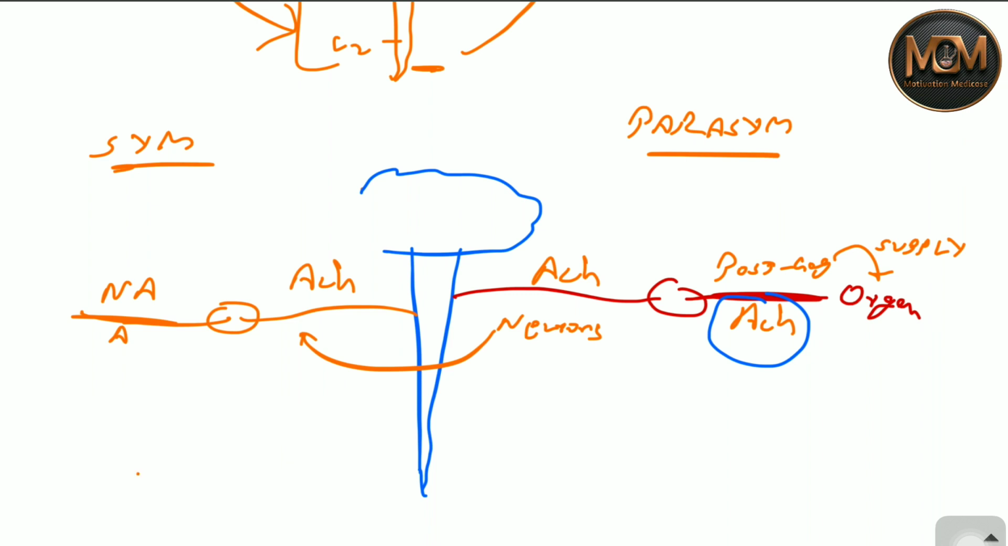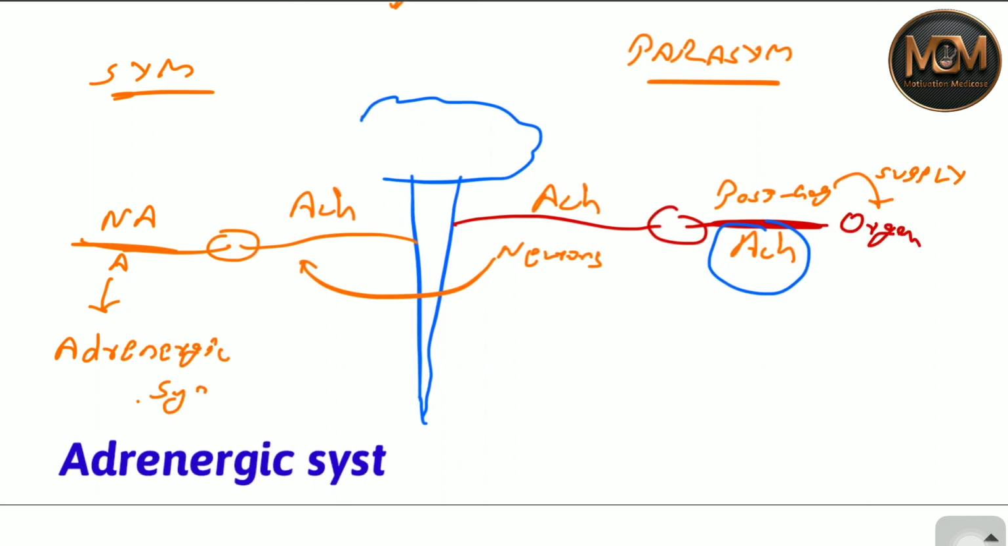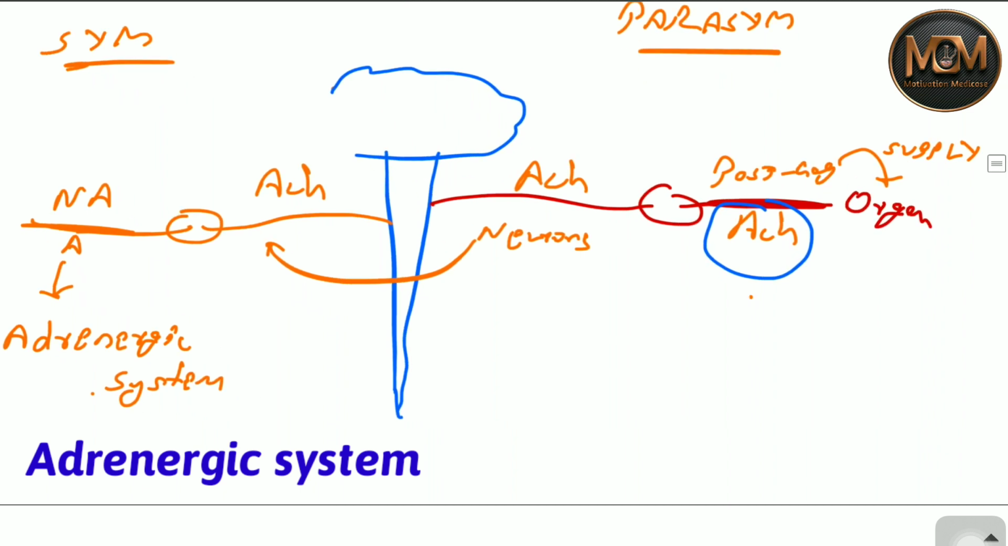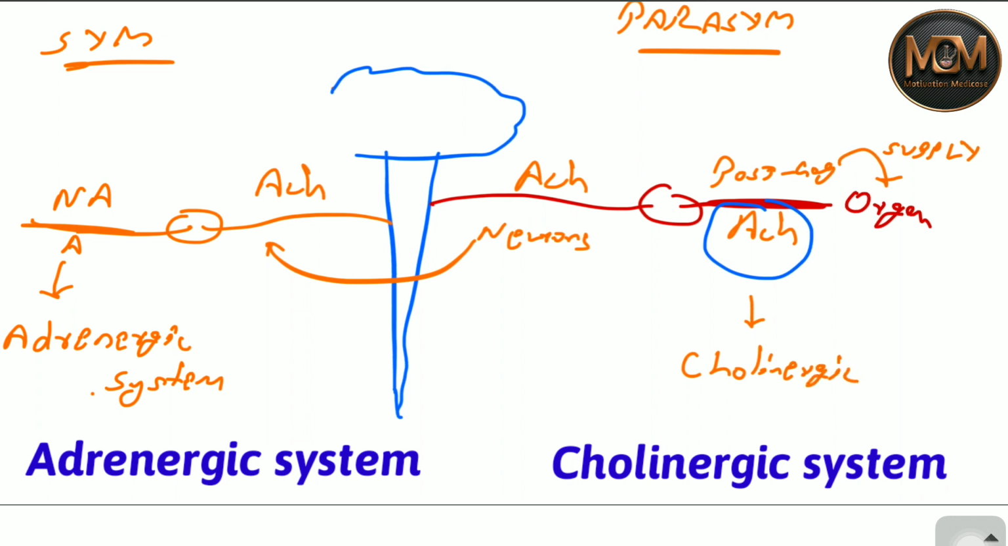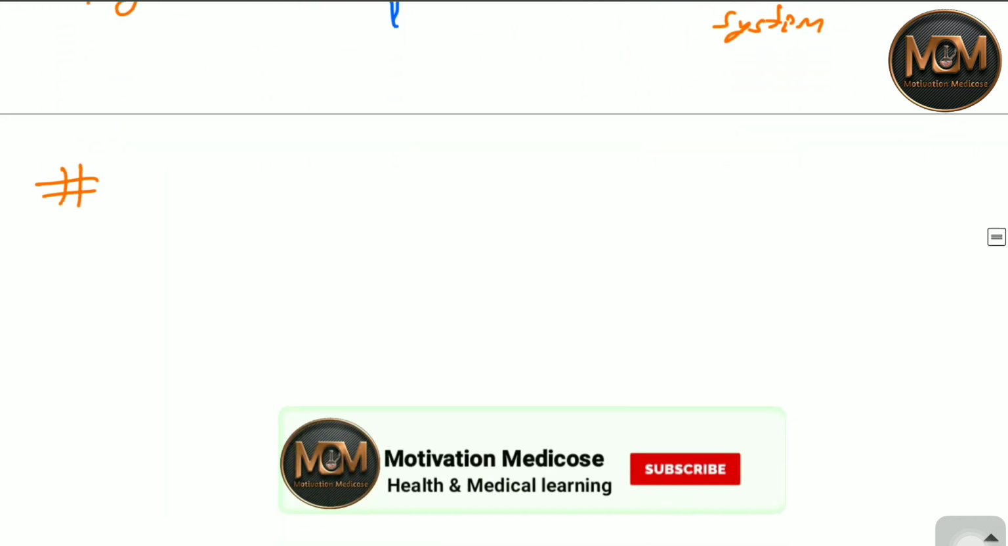On this basis, we can say that the noradrenaline system is an adrenergic system, and the acetylcholine system is the cholinergic system. We'll study in our further lectures the cholinergic drugs and anticholinergic drugs, and the adrenergic and anti-adrenergic drugs. Now we have understood this, but there is one exception in the adrenergic system, and that is basically the sweat glands.